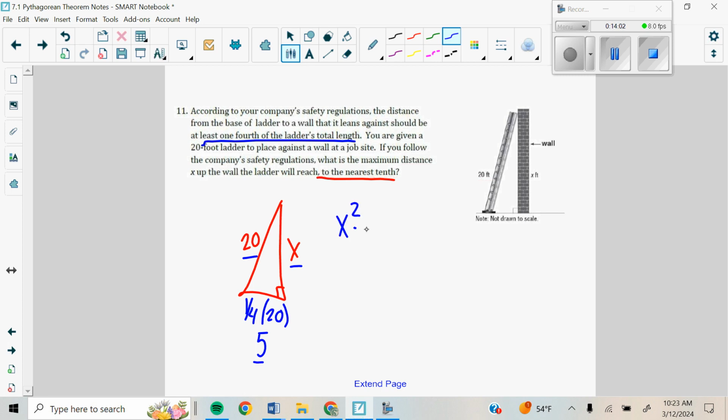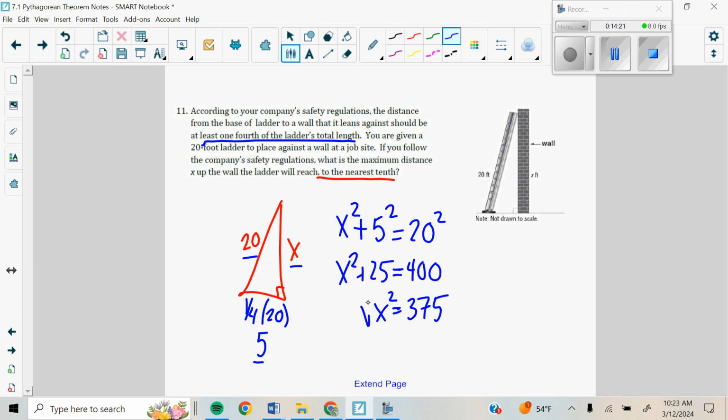And so 20 is our hypotenuse. So we're going to go ahead and plug that in like this. So x squared plus 25 equals 400. If we subtract the 25 over, x squared is 375. So we're going to take the square root. 375 is not a perfect square, but I can break it apart into 25 and 15. So x equals 5 square root of 15.